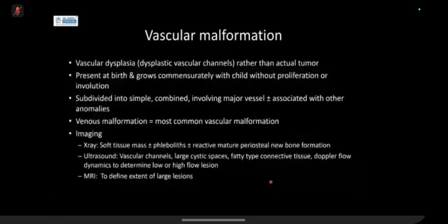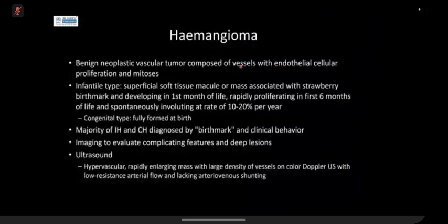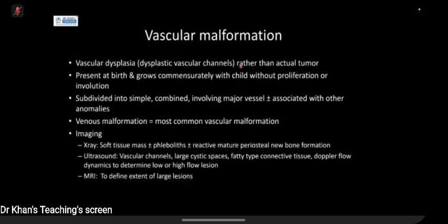So I think, as I said earlier, the vascular malformation is more of a vascular dysplasia, so it's dysplastic channels, or hemangioma. I think we hadn't gone to that slide, sorry. Oh yeah, so I needed to do this, sorry. Hemangioma is more of a vascular tumor.